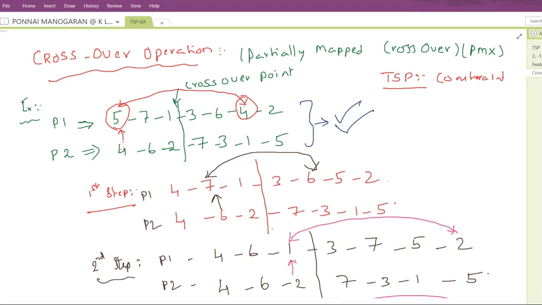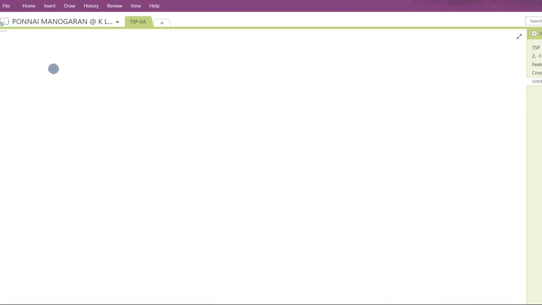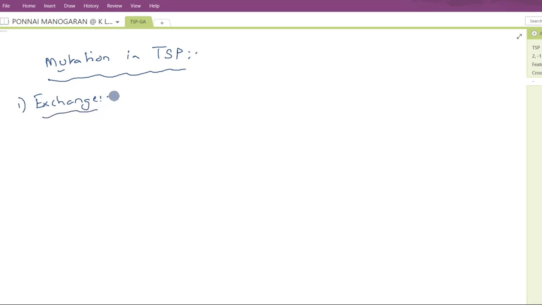Now, after understanding the crossover operation for the TSP problem, let us define the mutation: how mutation has to be performed in the traveling salesman problem. We can perform mutation in different ways. First type is the exchange type. In this exchange type, as I already told you, mutation requires only one parent.